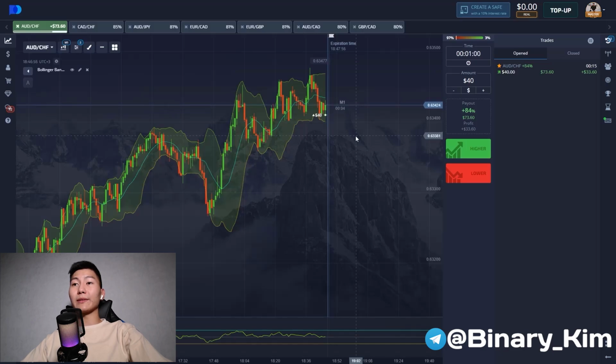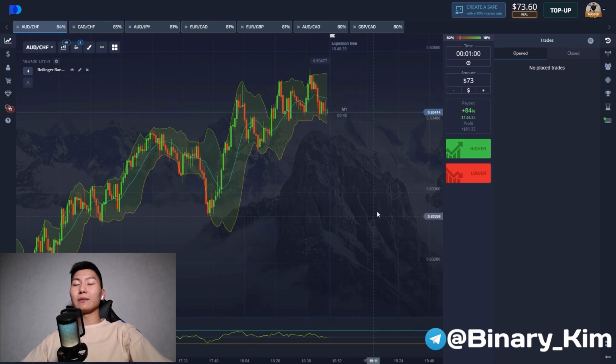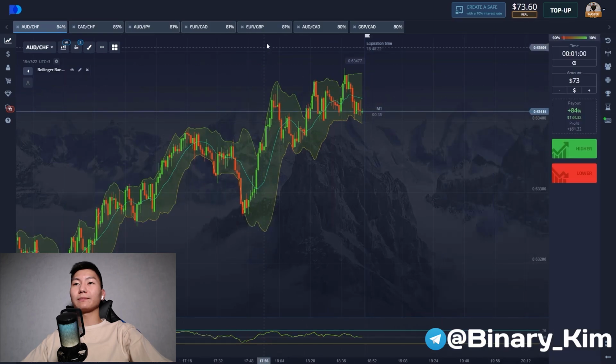There are 20 seconds left before the closing. I am more than sure that this one will be in profits. And the first position has been closed in profits, guys. There is no stopping here. Let's find another currency pair.